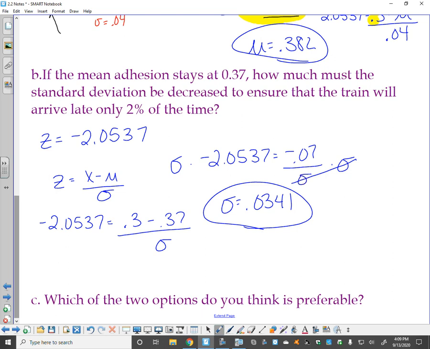If I change my standard deviation, I'm changing the variability. So my measure of center stays put at 0.37, but the data kind of gets sucked in and becomes less variable. So not only will it reduce the percent of time that I am late, it will also reduce the amount of time that I am early. So of the two options, I'm going to change my standard deviation. But you need to be okay with the explanation there. So feel free to pause it, rewind it, and listen to that again.